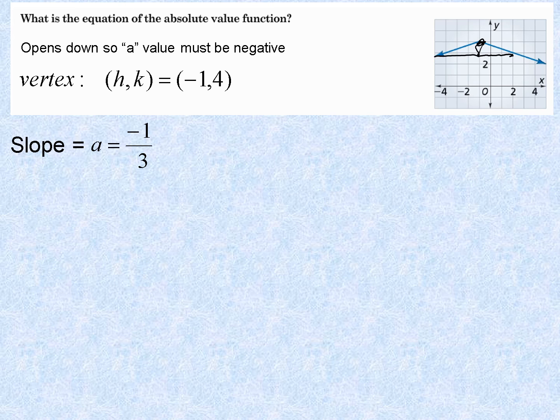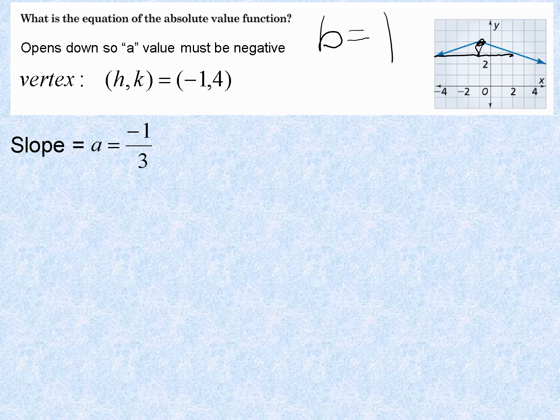Either way, your slope is going to be -1/3. Now I put H, K, and A into the equation. And you may be thinking, well, what about B? Well, here's the deal. Anytime we give you a graph and we tell you to write the equation, B is always going to be 1.